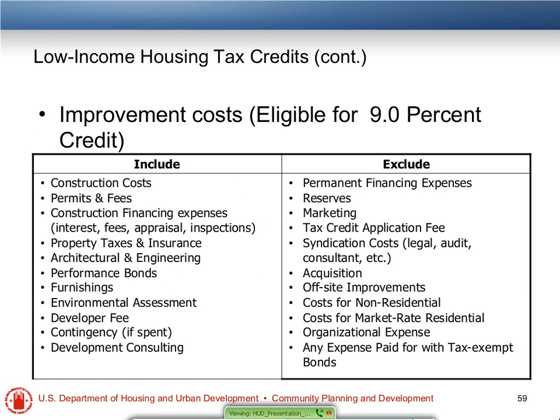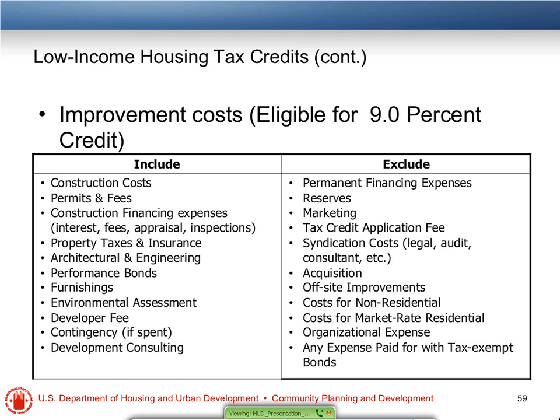Let's look at what is eligible under the low-income housing tax credit program. We have improvement costs, and those include all of the things on the left-hand side: our construction costs, our permits, our property taxes, our bonds, our furnishings. Maybe we're providing some lobby furniture or some equipment in an exercise room, or a computer for our asset management company, and a developer fee, contingency that is spent.